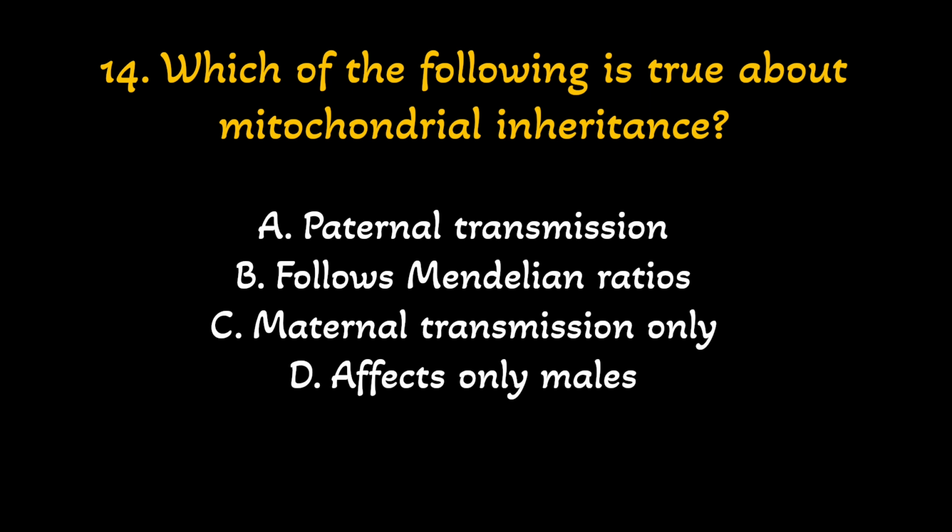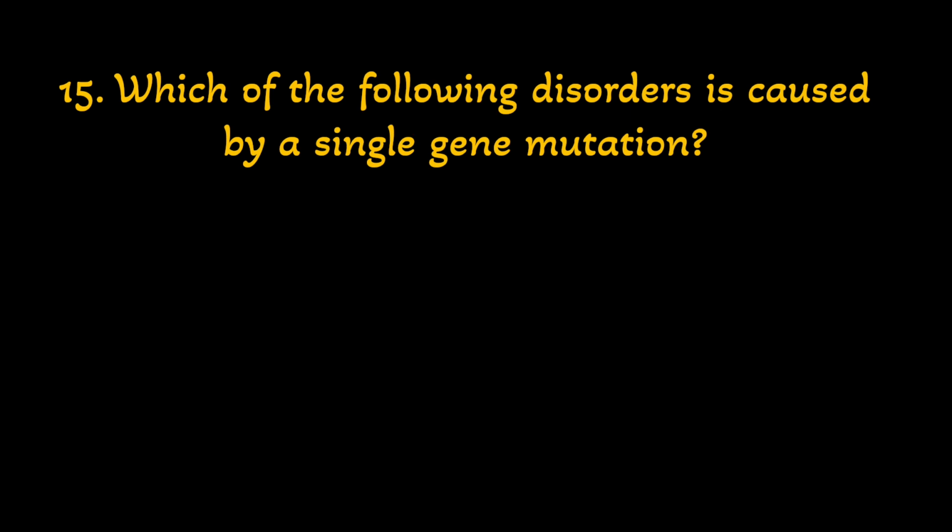So the correct answer for this question is, student, the option, think of it before I tell you. The correct answer is option C, that is maternal transmission only. And why so, student? Because mitochondria are inherited exclusively from the mothers, because the egg contributes the cytoplasm of the zygote. The mitochondrial disorder will affect both sexes.